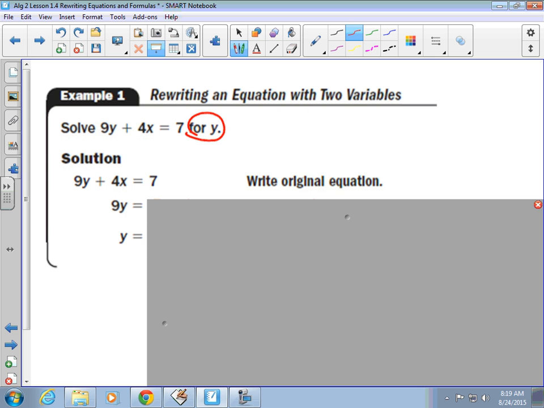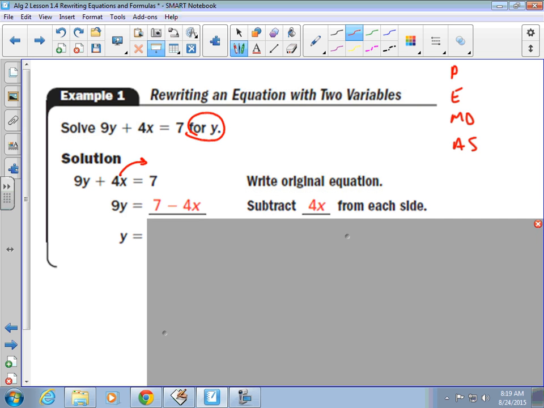So for the first step, you're moving 4x over. Remember, anytime you work your order of operations, you work Please Excuse My Dear Aunt Sally, or you work your operations in that order. But when you undo stuff, you go backwards. You work Aunt Sally, then My Dear, then Excuse, then Please. So it says plus 4x. You have to subtract 4x on both sides. So what that leaves you with is 9y is equal to 7 minus 4x.